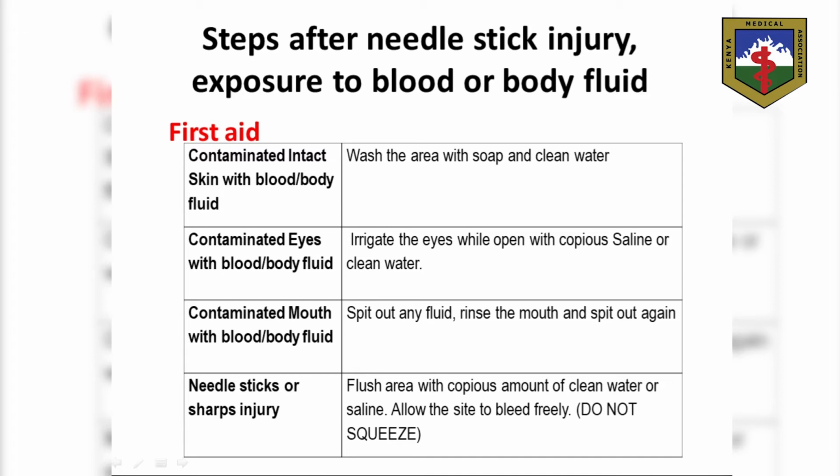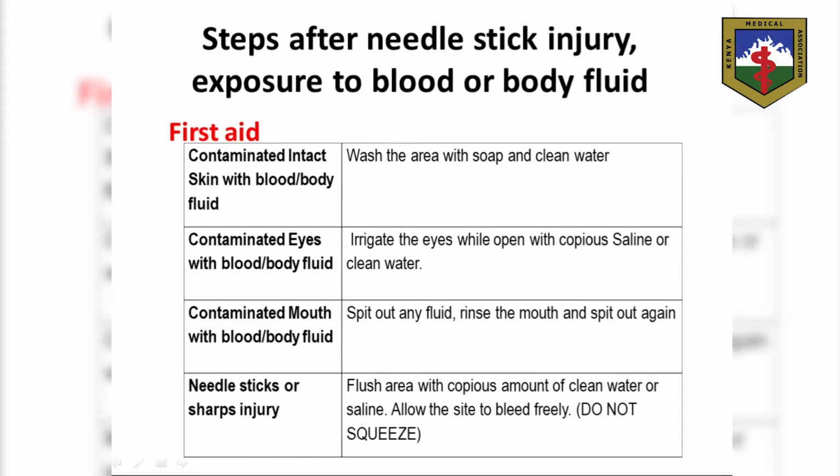amount of water. In case of needle sticks or sharp injuries, what should you do? Flush the area with a good amount of clean water. And if saline is available, use it. One thing you need to note, do not squeeze the area. Allow the site to bleed freely.